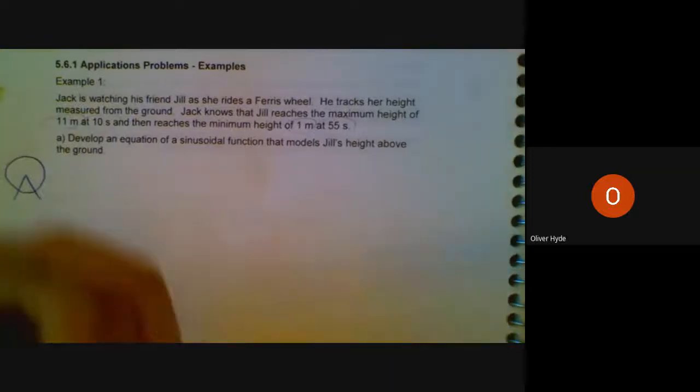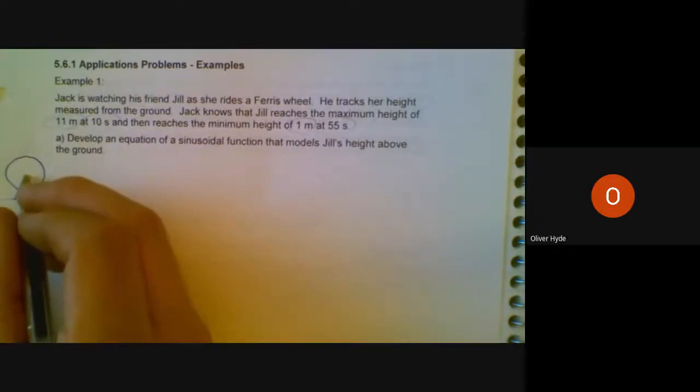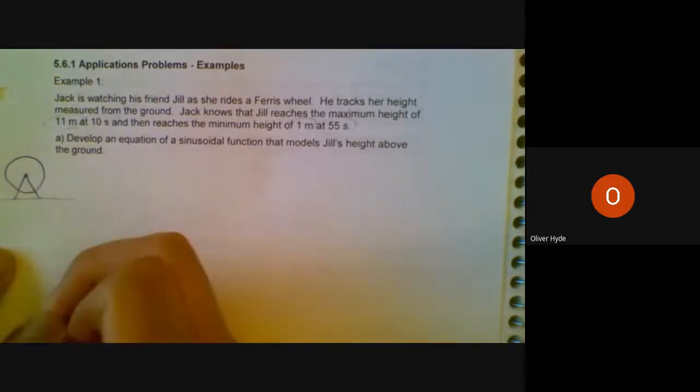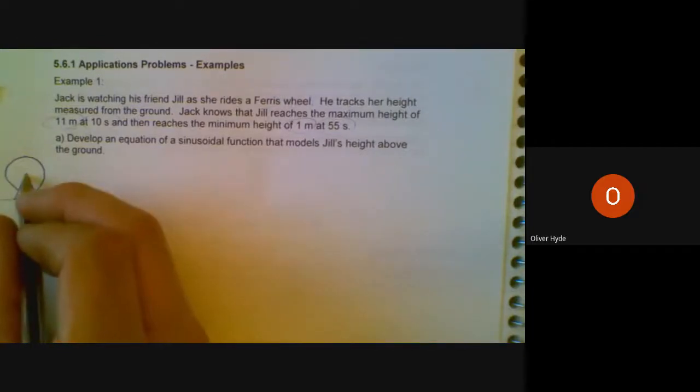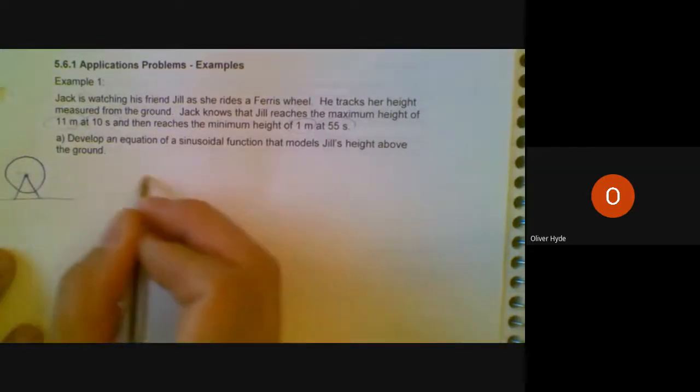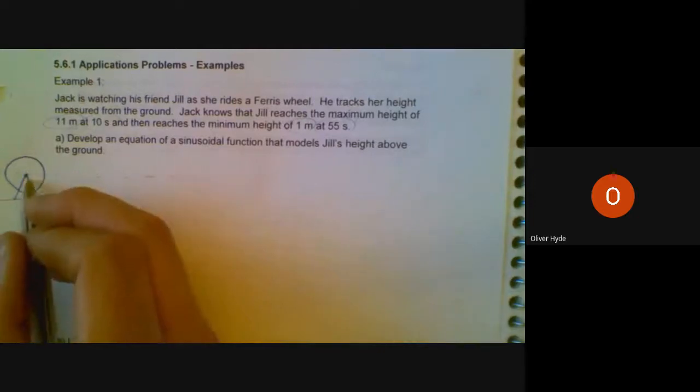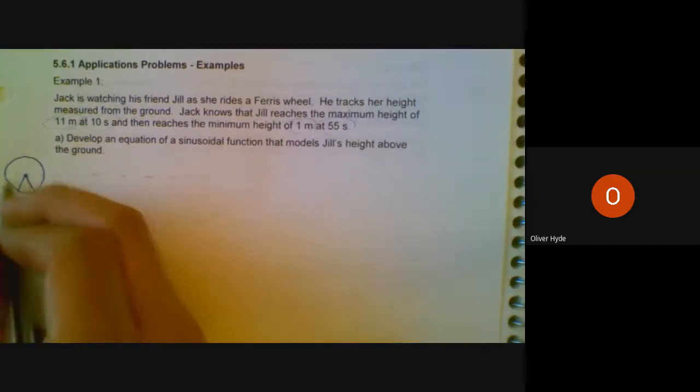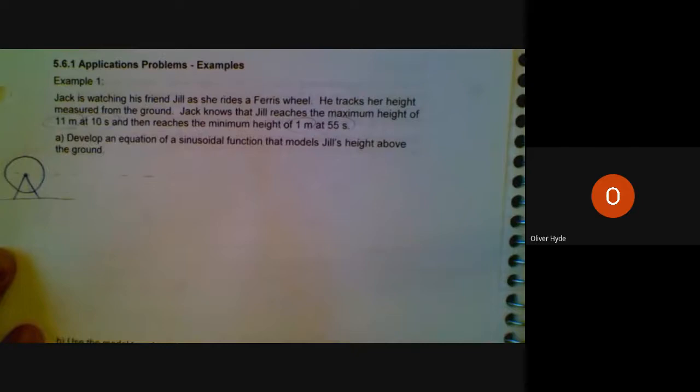Okay, so here's the physical situation. Here's a Ferris wheel. Look it up if you've never seen one. It's got an axle that is above the ground. That's going to be represented by the axis of the curve. The amplitude is going to represent the radius. The period is going to represent how long it takes to go around.